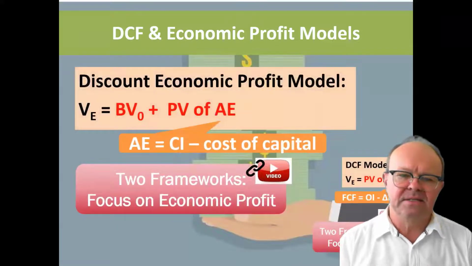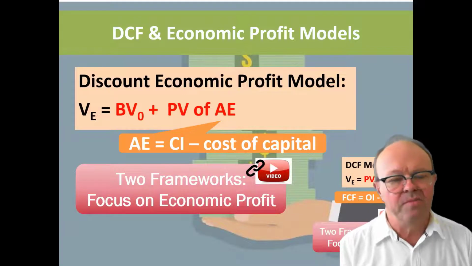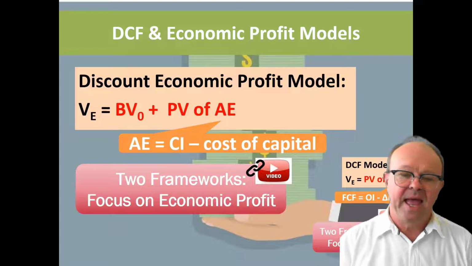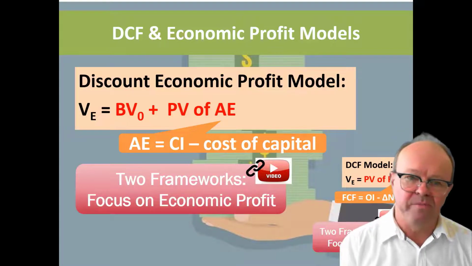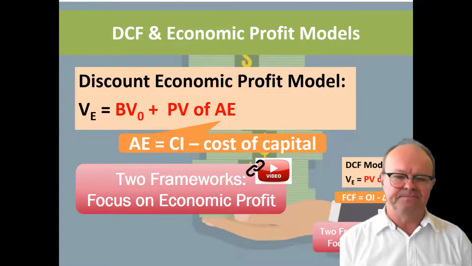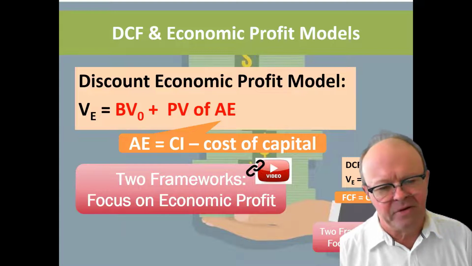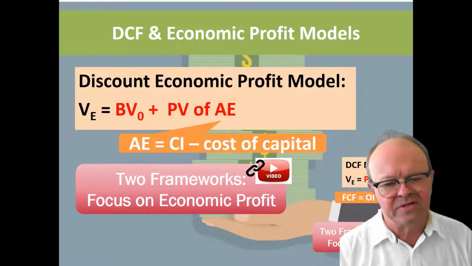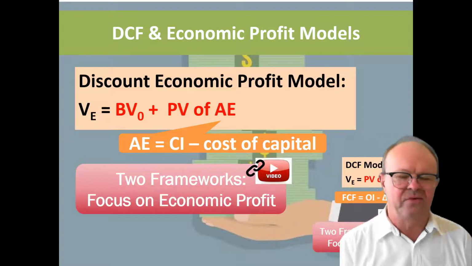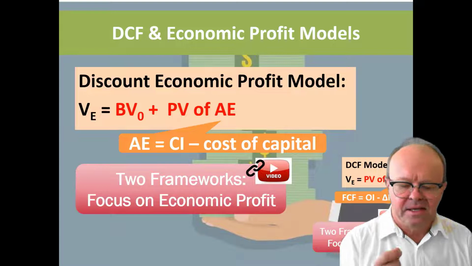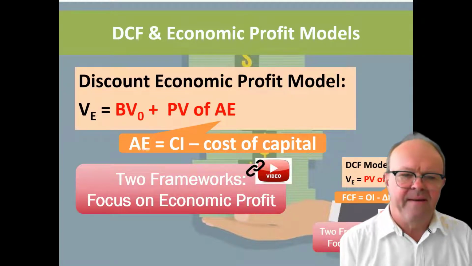then there's the discounted economic profit model. The value of equity equals the opening book value of equity plus the present value of abnormal earnings. And abnormal earnings equals comprehensive income minus the cost of capital. And you can have a look at the video 2 frameworks focus on economic profit, which will take you through that a little bit more thoroughly. And it gives you a bit of repetition of it.